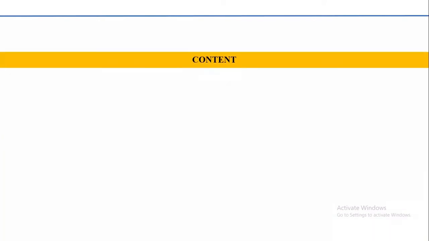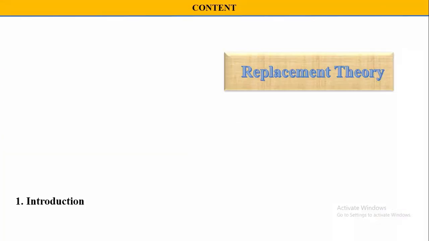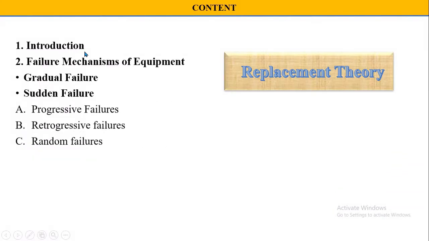In today's session, the content will be an introduction about what replacement theory is, then the failure mechanisms of equipment, which include gradual failure or sudden failure. In sudden failure, there are three types: progressive failure, retrogressive failure, or random failure. Then the last will be the types of replacement model problems. So let's get started.